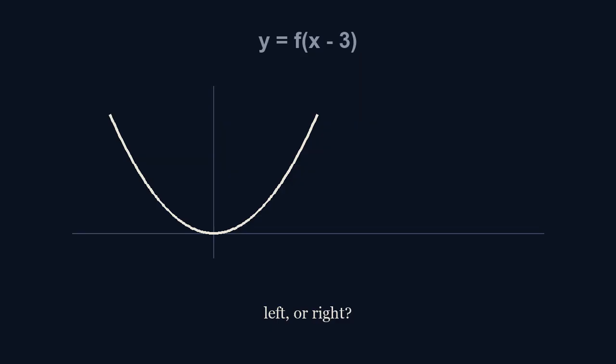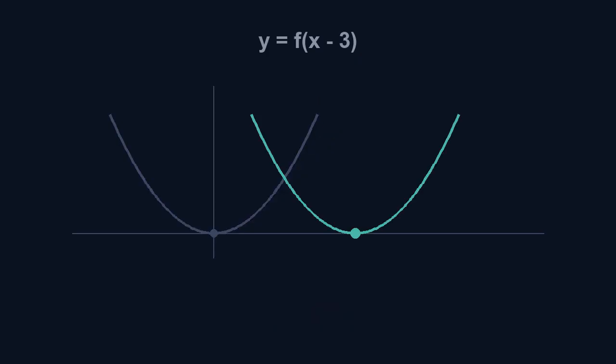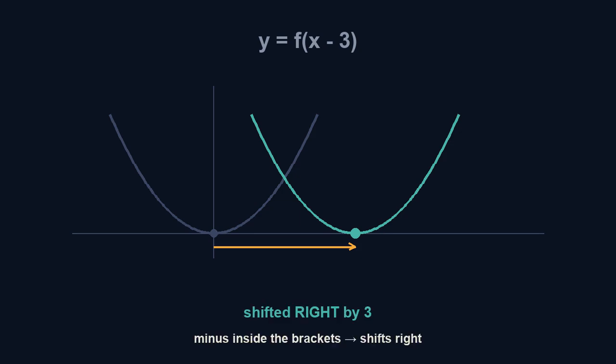Last one. y equals f of x minus 3. Does the graph shift left or right? Lock in your guess. 3, 2, 1. Right. It always feels backwards, but think of it this way. You need x equals 3 just to cancel out the minus 3 and get back to the original 0. So the 0 moved to the right, to 3. Minus inside the bracket shifts right, plus inside the bracket shifts left. It's always the opposite of what it looks like.